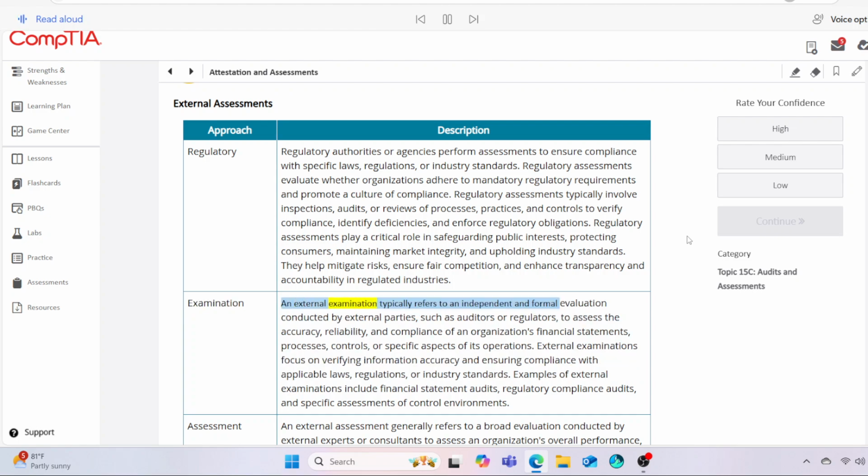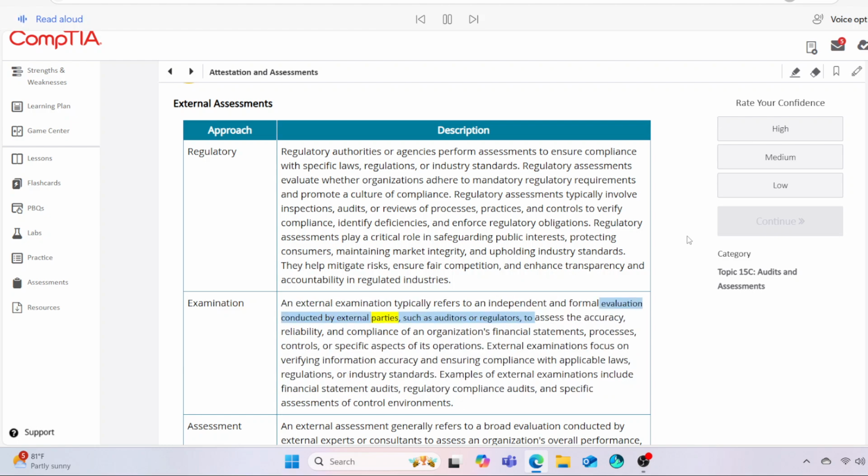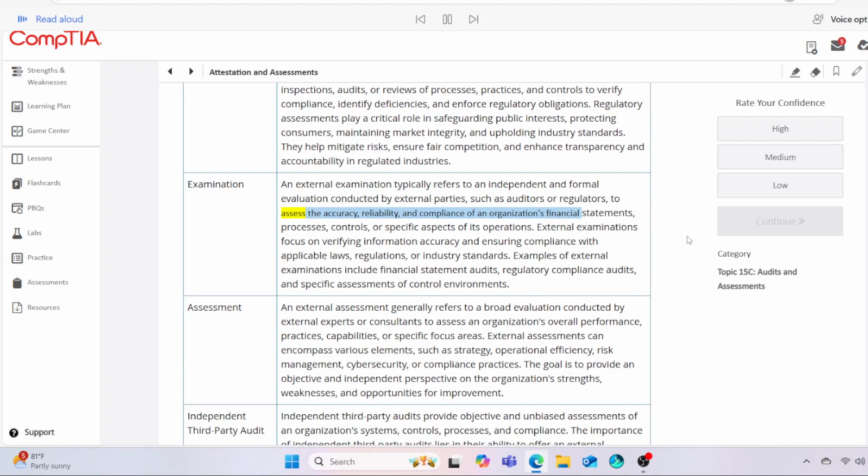An external examination typically refers to an independent and formal evaluation conducted by external parties, such as auditors or regulators, to assess the accuracy, reliability, and compliance of an organization's financial statements, processes, controls, or specific aspects of its operations. External examinations focus on verifying information accuracy and ensuring compliance with applicable laws, regulations, or industry standards. Examples of external examinations include financial statement audits, regulatory compliance audits, and specific assessments of control environments.